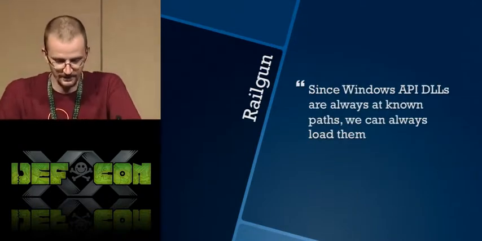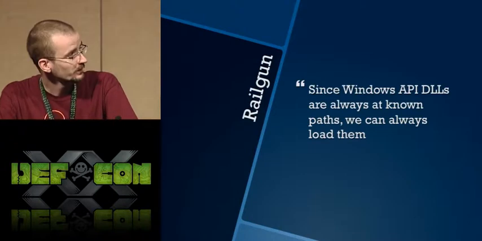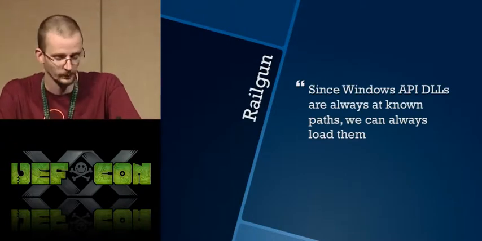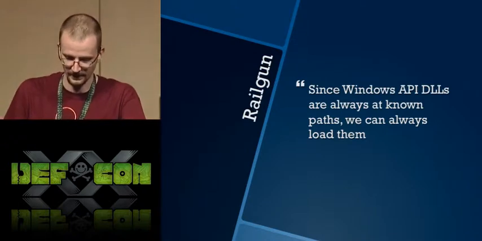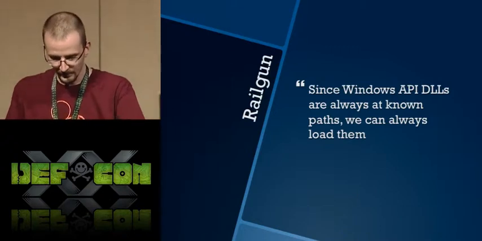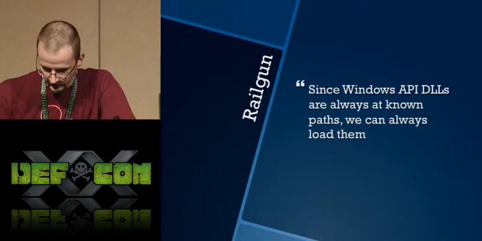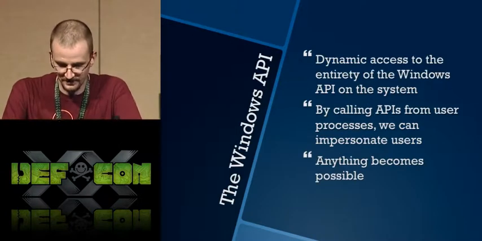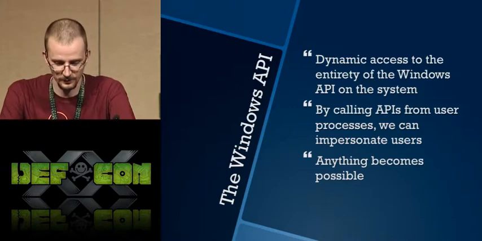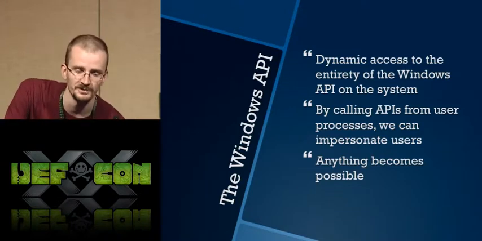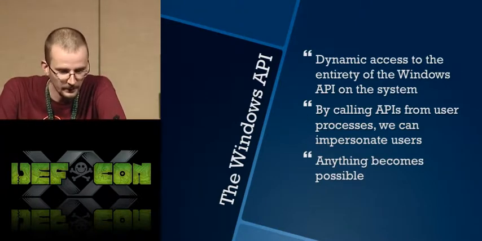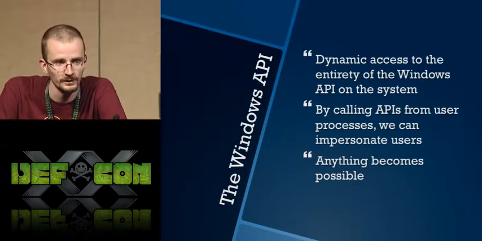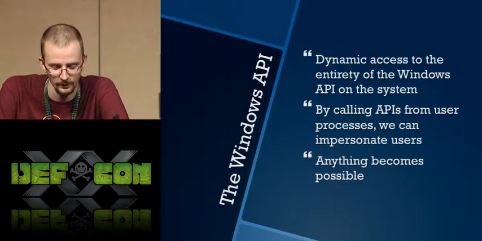Since Windows API DLLs are always at a known location, this means the entire Windows API is ripe for exploitation and use for whatever nefarious purposes that we might have on that system. So Railgun is providing us fully dynamic access to the Windows API. That's all the core functions that any Windows developer would want to use to do anything on that system. It doesn't sound that exciting at first, but when you start looking at the possibilities that opens up for you, it's very, very powerful.